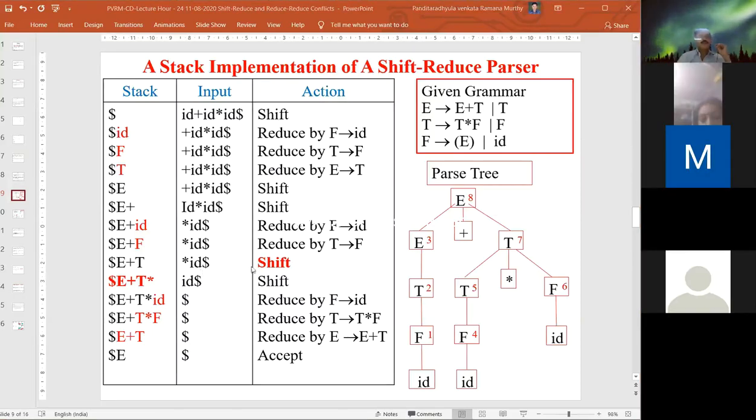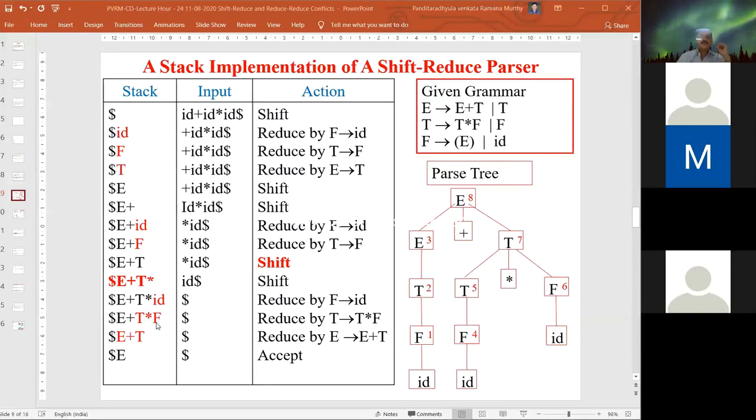If you choose the shift, what happens? We'll see now. We shifted this multiplication sign onto the stack. Then we identified ID in the input, and we chose the shift operation. We are not having any other option also. So we shifted ID onto the top of the stack. Then by seeing this ID, we want finally this E plus T, and we can do this T into F. So we replaced this ID with F.